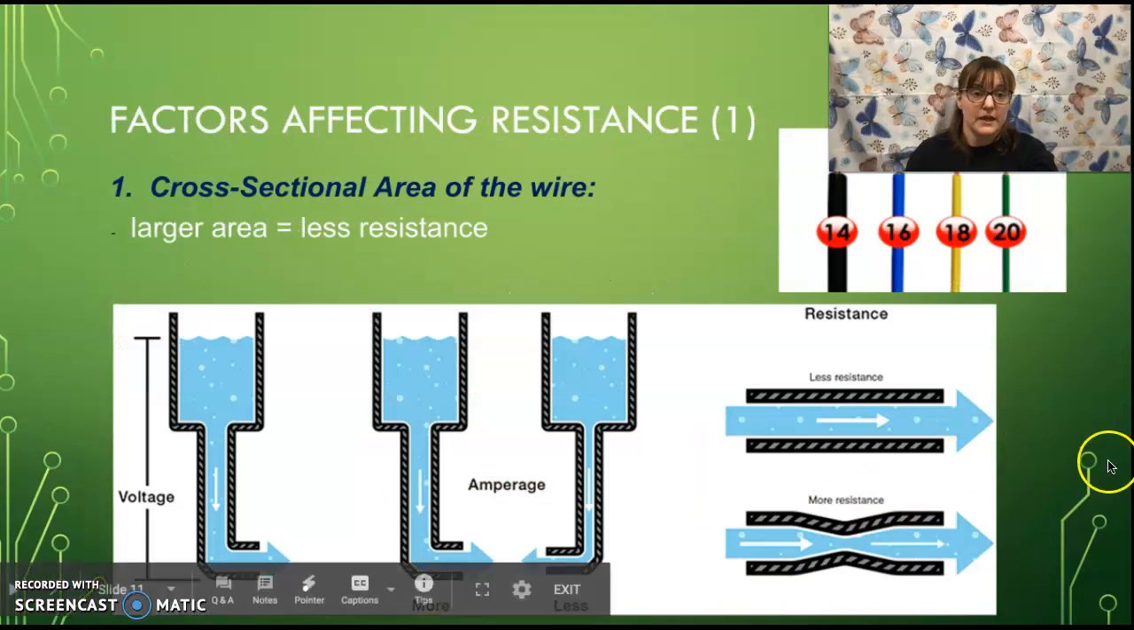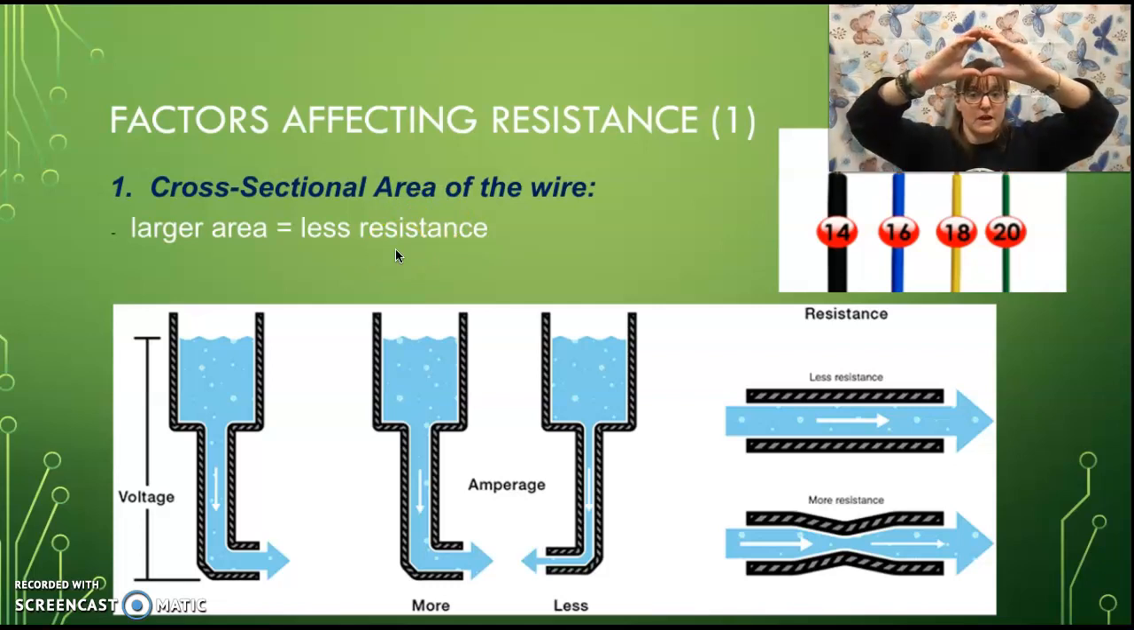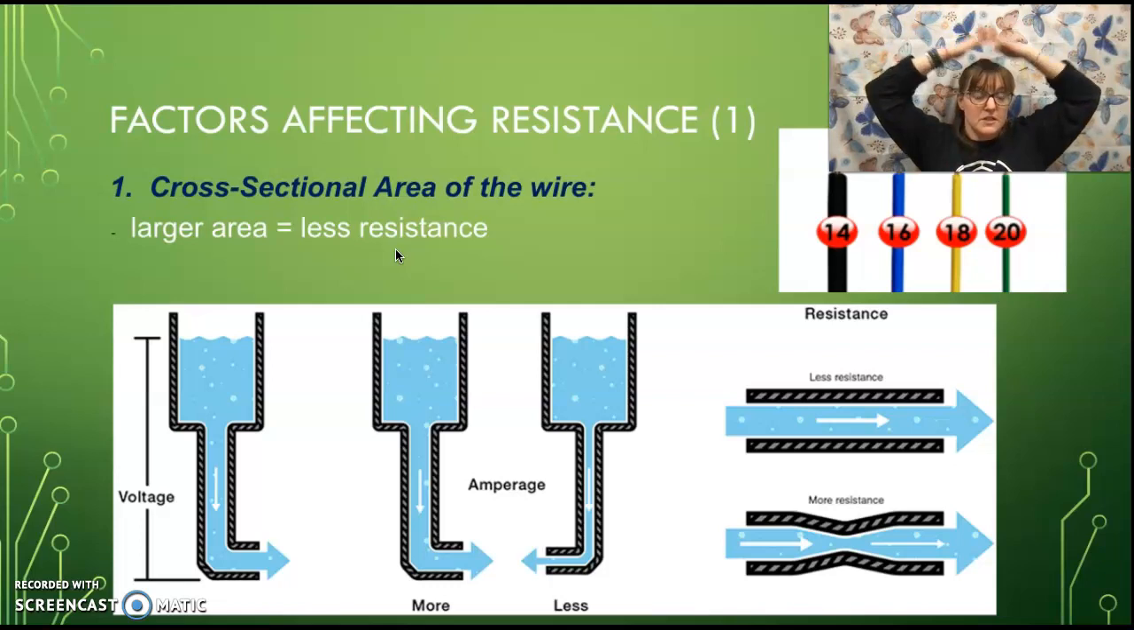So you also can have different cross-sectional areas of the wire. So it gets bigger or smaller, here, smaller, and that actually affects the resistance. So the bigger the wire, the more space that you have for it to move through. Therefore, you're going to have less resistance. So the bigger the area, easier to move through, less resistance. Smaller the area, harder to move through, more resistance.